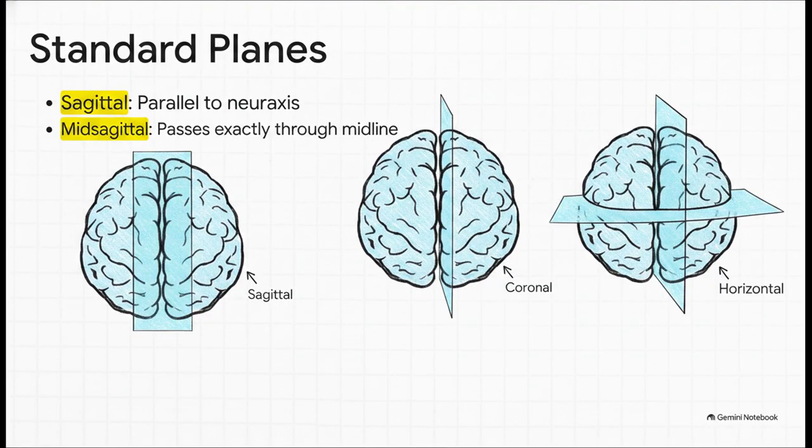But obviously, we don't just slice like a loaf of bread. A sagittal plane slices parallel to the neuraxis and perpendicular to the ground. If you make that cut exactly down the midline to get perfectly symmetrical left and right halves, that's a mid-sagittal plane. We also have the horizontal plane, which is sliced parallel to the ground, dividing the brain into upper or dorsal and lower or ventral portions. And finally, a standard cross-section, which is taken at a strict right angle to the neuraxis.